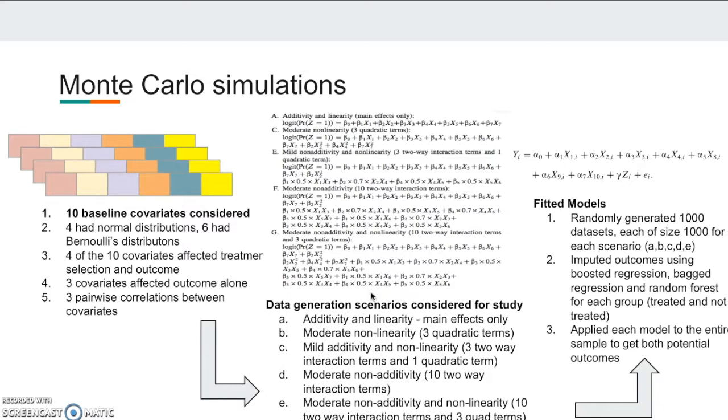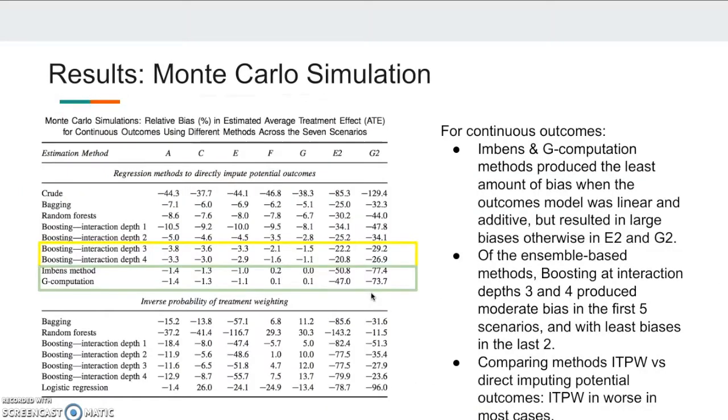Of these data generation scenarios, they then generated all of this data through this Monte Carlo simulation. And they randomly generated 1,000 data sets, and then they imputed outcomes using the 3 methods that we care about and that we're talking about today: boosted regression, bagged regression, and random forests. And then we looked at potential outcomes and biases. So let's look at that.